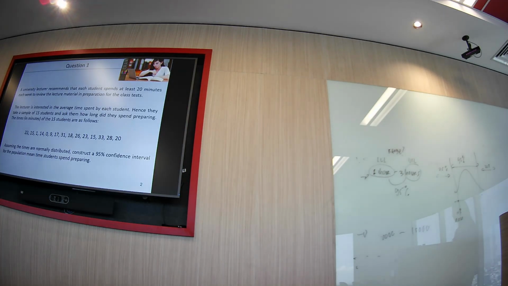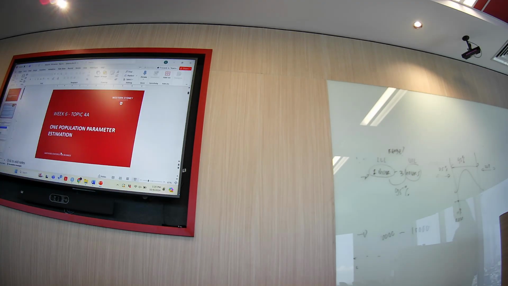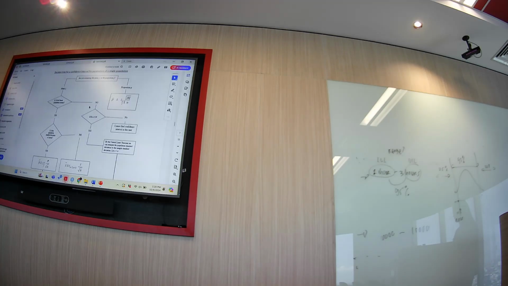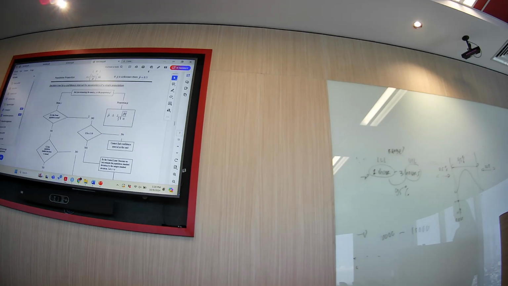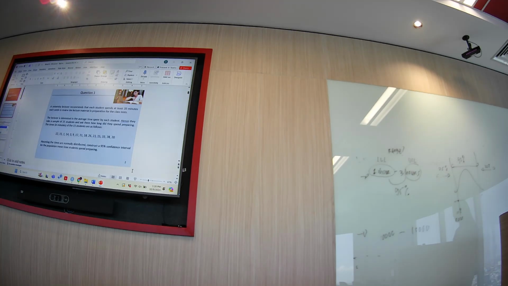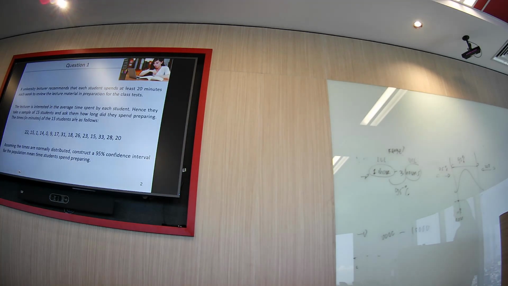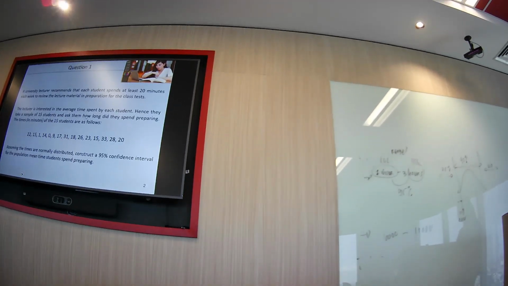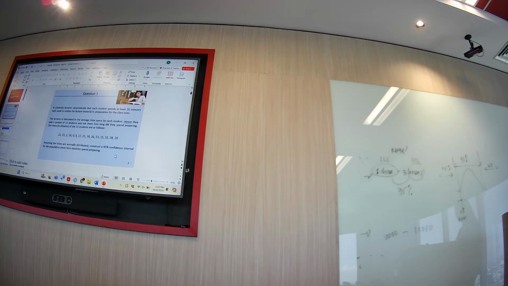So a university lecturer recommends a student spend at least 20 minutes to review, like to watch the video. From this question, do we know whether it is normal or not normal? From this question, we know that this is a normal distribution. So if you see this table, it will go to here. And is this dealing with proportion or with mean? Mean, right? Not proportion.